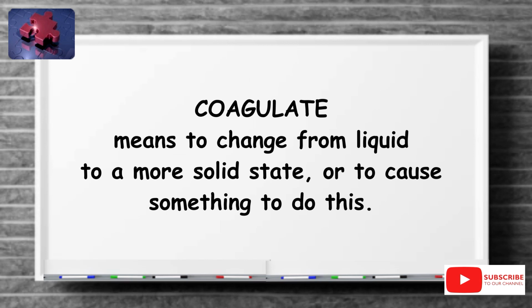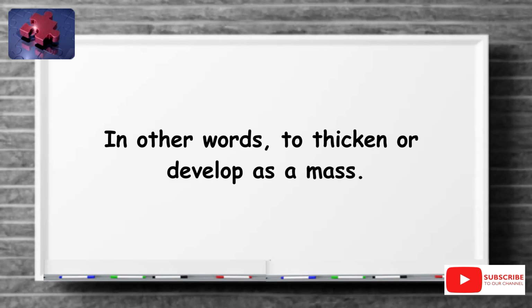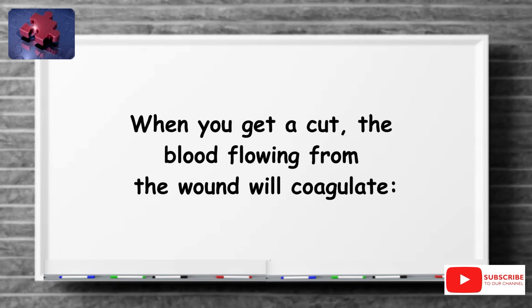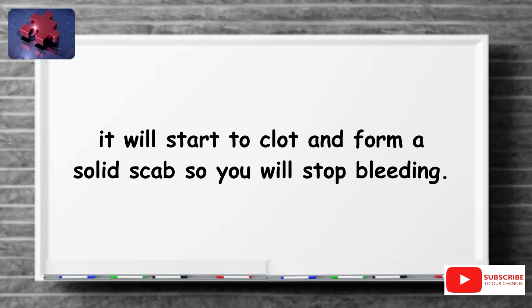Coagulate means to change from liquid to a more solid state, or to cause something to do this. In other words, to thicken or develop as a mass. When the liquid starts to thicken and become solid, it coagulates. When you get a cut, the blood flowing from the wound will coagulate. It will start to clot and form a solid scab, so you will stop bleeding.